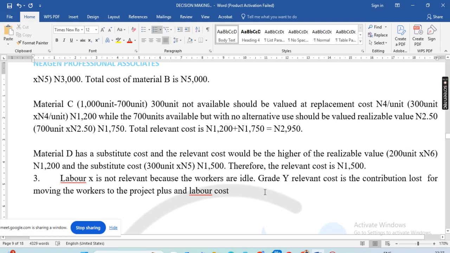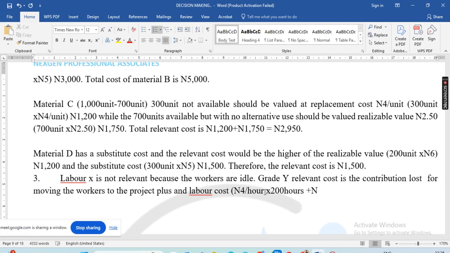Now, with this, I hope you will understand why we have to do it that way. So now, what is the cost? First, what is the contribution? The contribution is 4 naira per hour. You have to multiply, it is per hour, class. Times 200 hours, plus the cost of the labor.